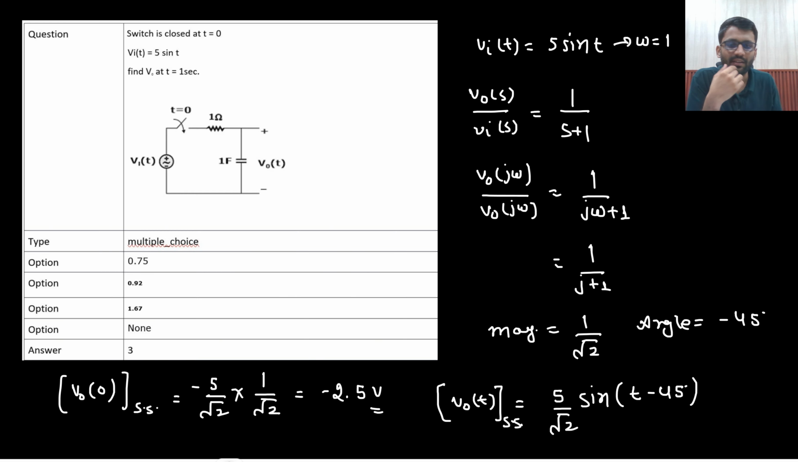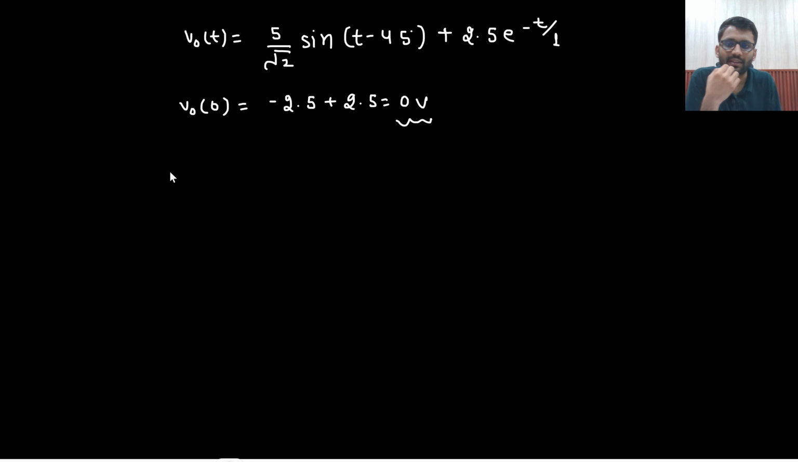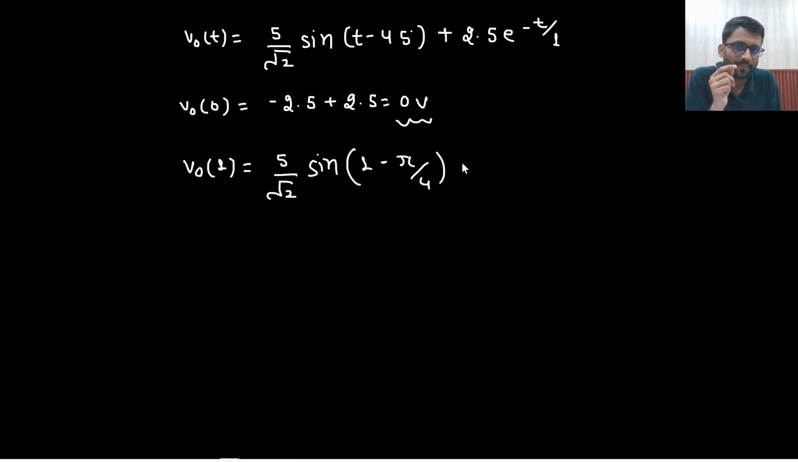Now what are they asking? V0 value at 1 second they are asking. So 5 by root 2 sine of time t, where t is 1, which is in radian. So here I have to put pi by 4, plus 2.5 e to the power minus 1. So if you solve it, you will get 1.67. 1.67 volt. This will be your V0.